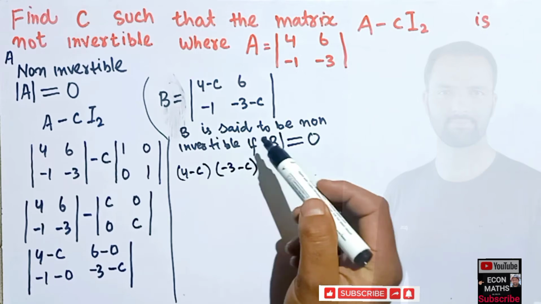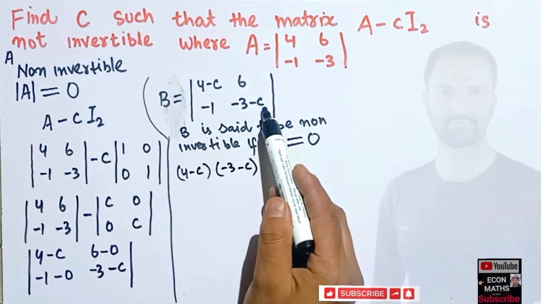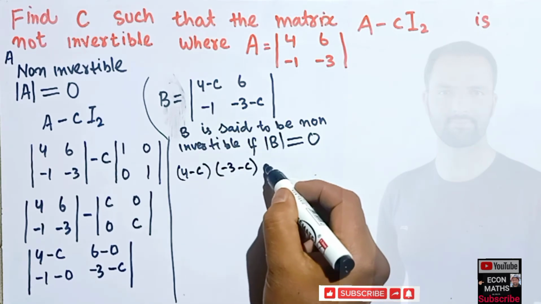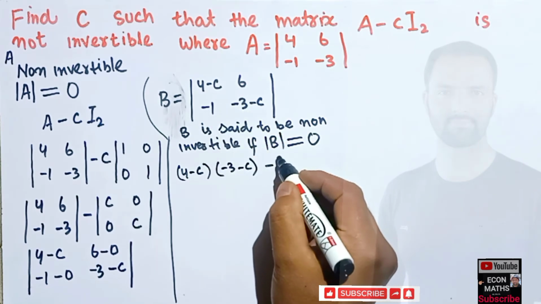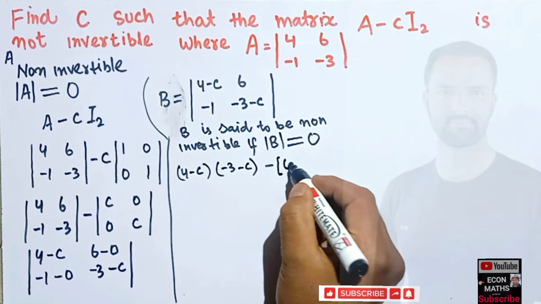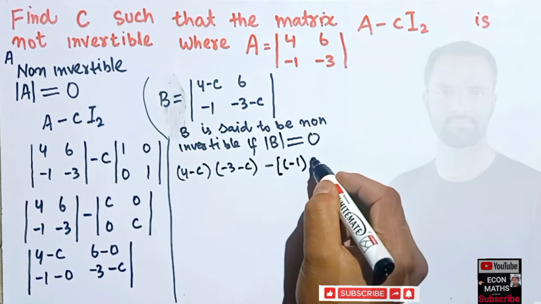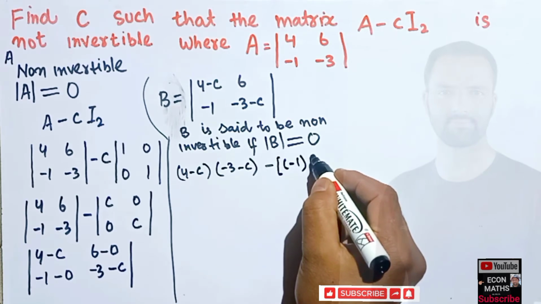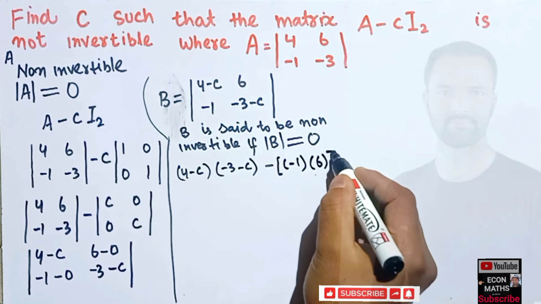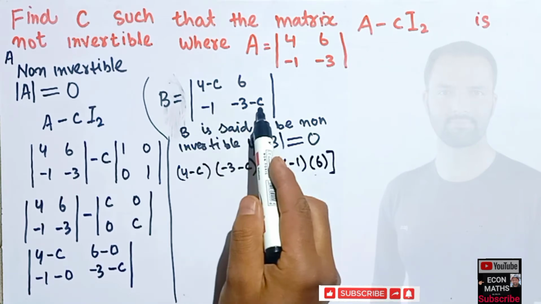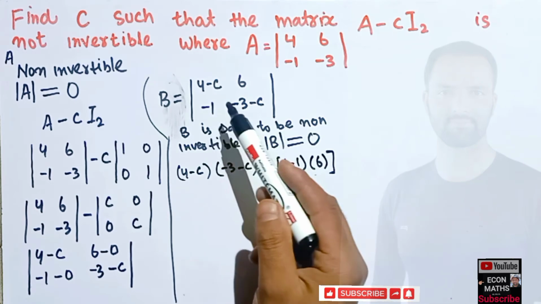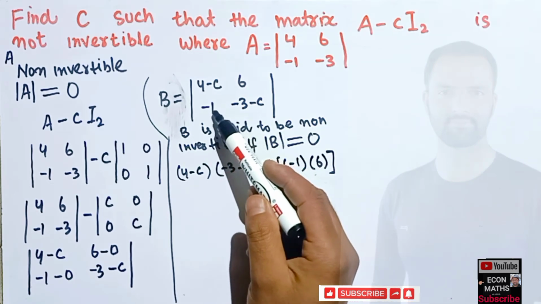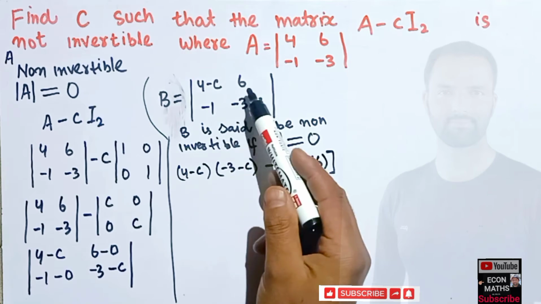Okay, then first we multiply the principal diagonal elements and then we subtract the product of the non-principal diagonal elements. That is, we have -1 and 6. Let me write 6 here. So first we multiply the principal diagonal elements and we subtract the product of the non-principal diagonal elements.